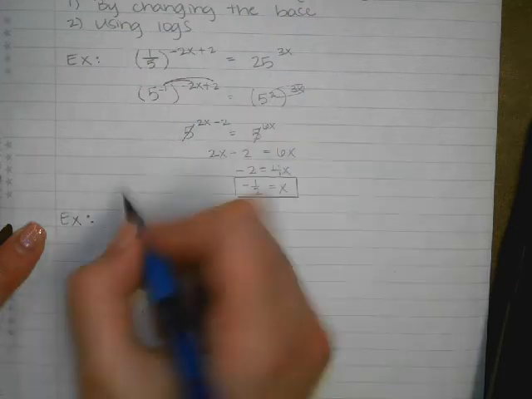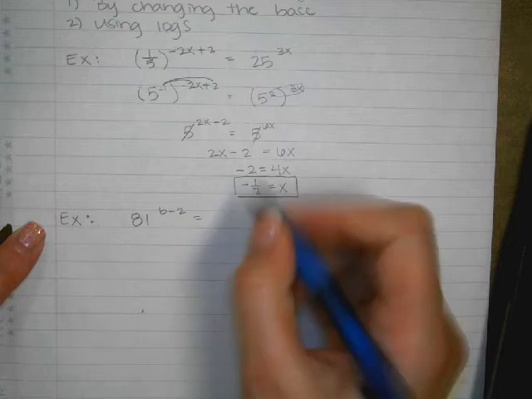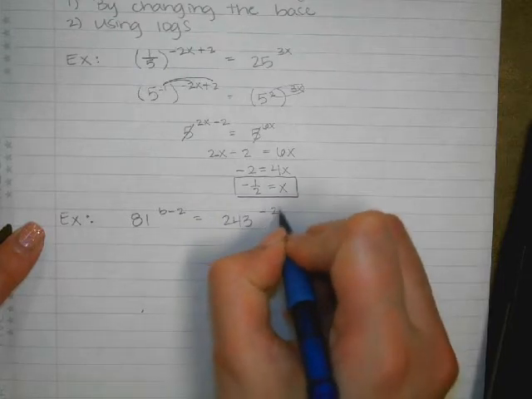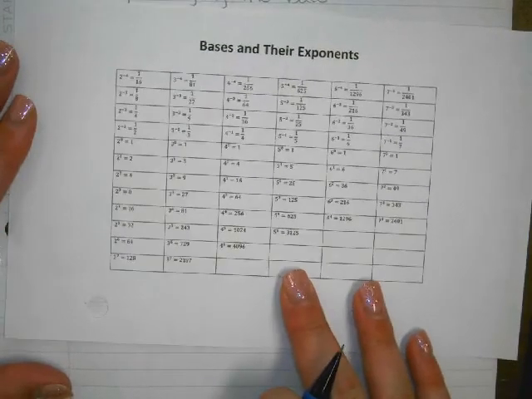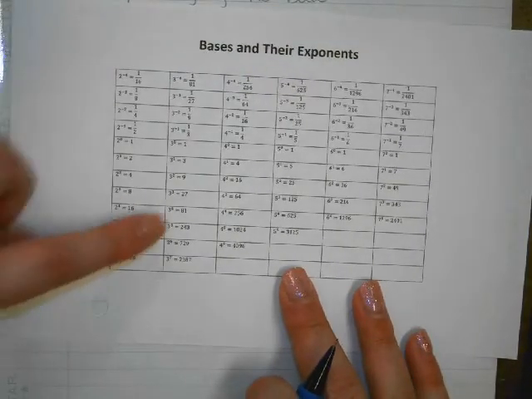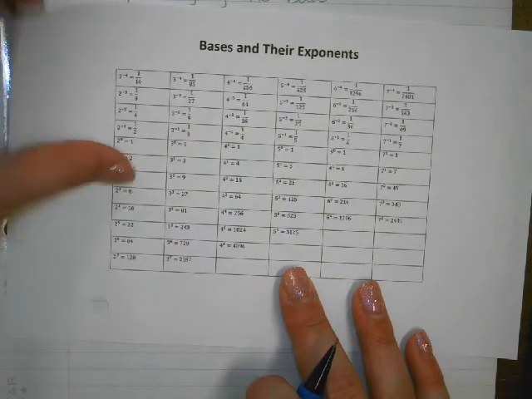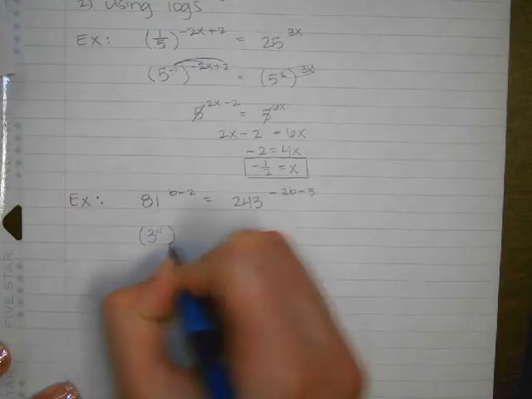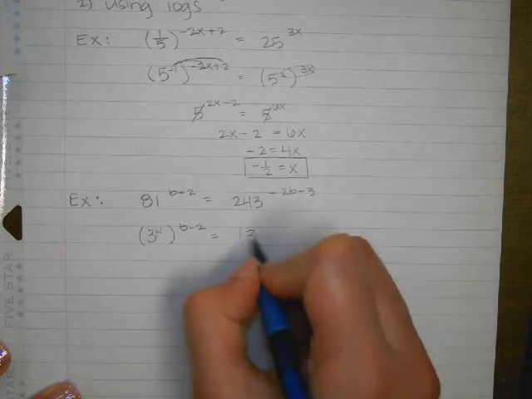So for this one, we have 81 to the b minus 2 equals 243 to the negative 2b minus 3. And so I'm going to look at my chart and see where 81 and 243 show up in the same column, and I can see them both right here, 3 to the 4th and 3 to the 5th. So 81 is going to turn into 3 to the 4th. 243 is going to turn into 3 to the 5th.